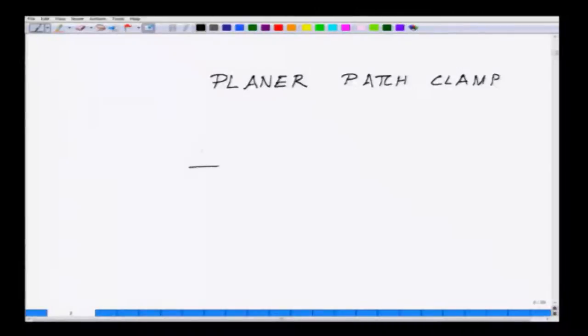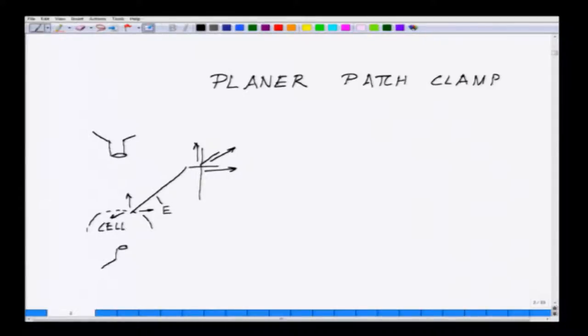If this is your micromanipulator, this is where the electrode is connected. This can move like this, and like this. All the possible movements are possible, and here you have the cell, this is your cell, and this is your electrode E. This electrode can move up and down, and likewise. And you are observing all these things using a microscope either from the top or from the bottom, depending on where your sample is. If your sample is on a transparent sheet, you can see it from the bottom, or you can see it from the top.